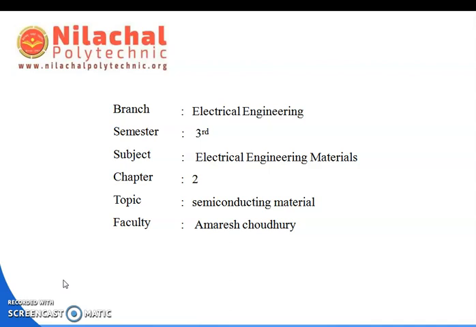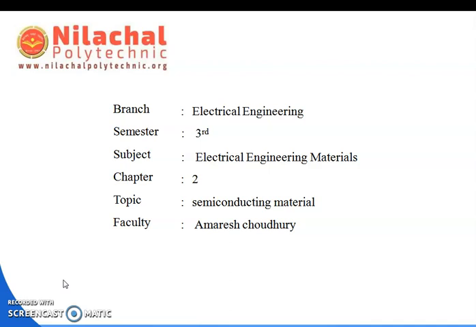What do you mean by semiconducting material? That means it is neither an insulator nor a conductor. It lies between both conductor and insulator. That is called a semiconducting material.